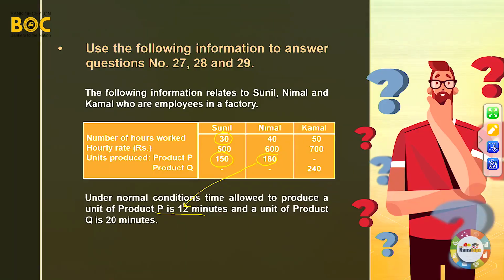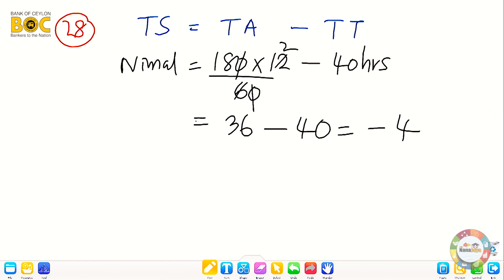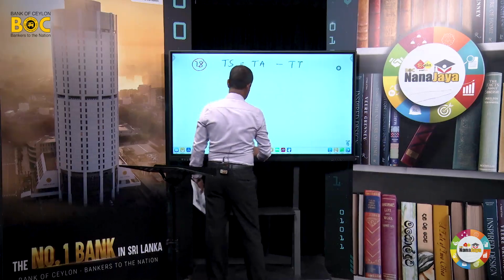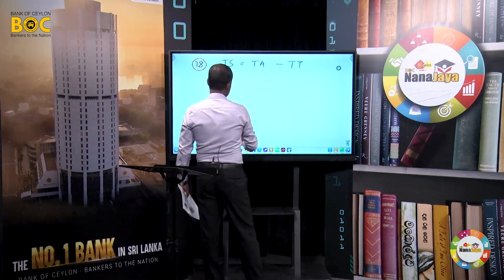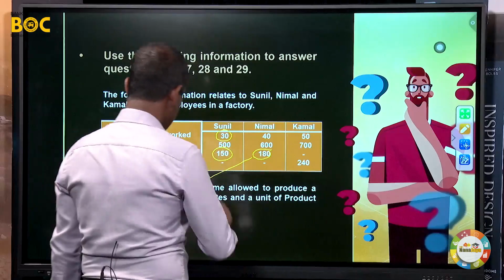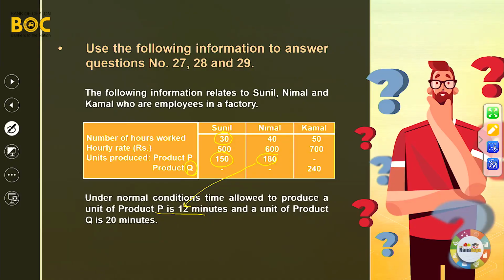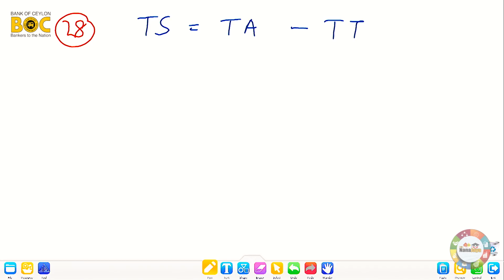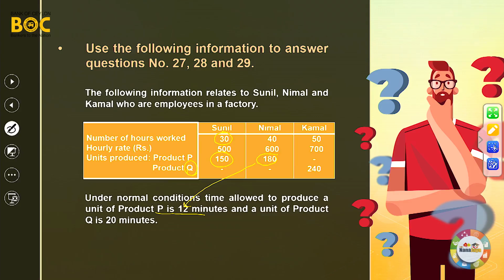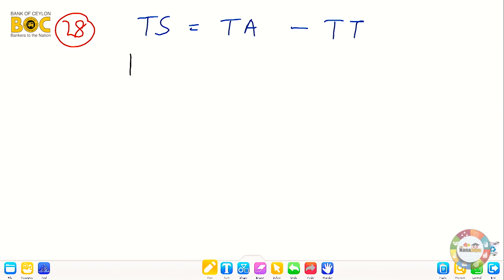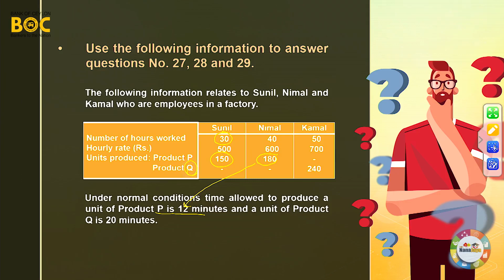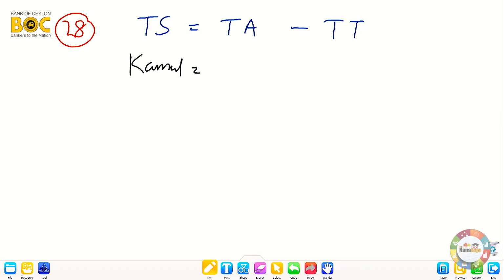The third employee is Mr. Kamal. He has completed product Q. So how many units has he completed? He has completed 240 units. The employee's name is Mr. Kamal, product Q, 240 units.